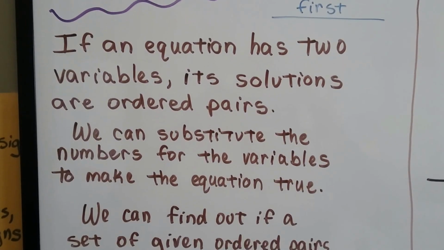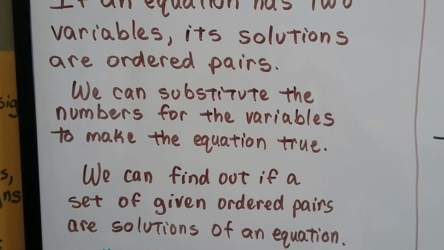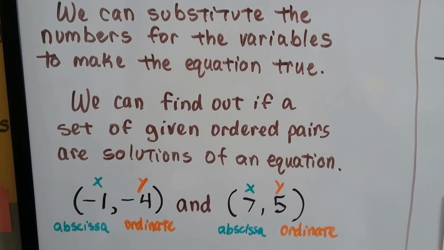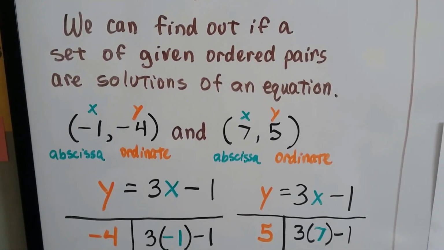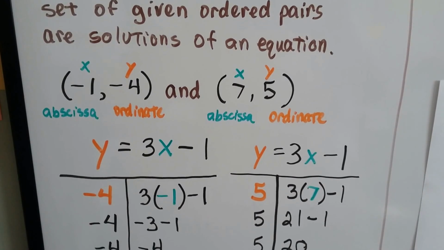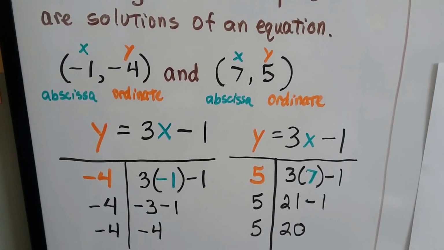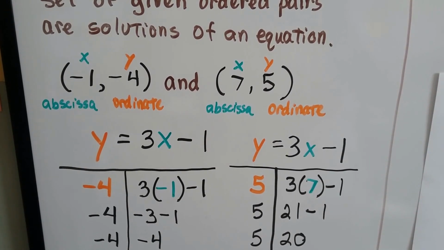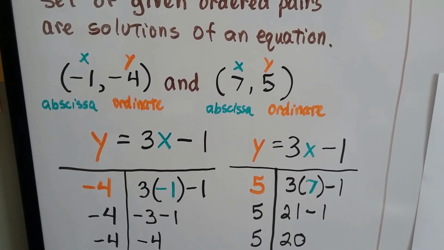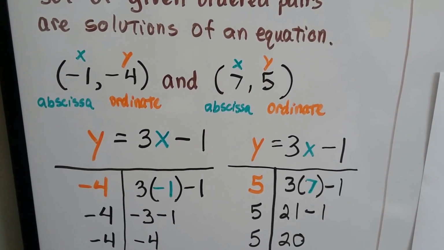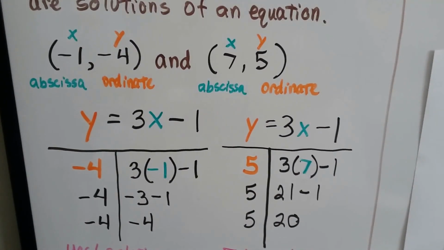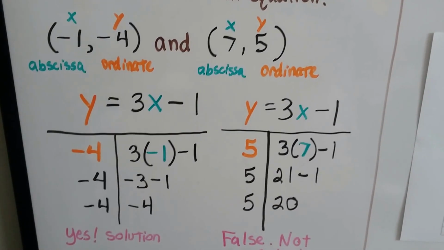If an equation has two variables, its solutions are ordered pairs. We can substitute the numbers for the variables to make the equation true. And we can find out if a set of given ordered pairs are solutions of an equation. So if we're given the ordered pairs of -1 for x and -4 for y, and in the other pair we have a 7 for x and a 5 for y, we can substitute them into the equation to see if they make it true.